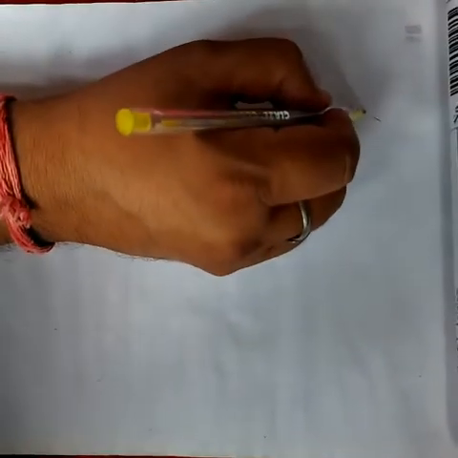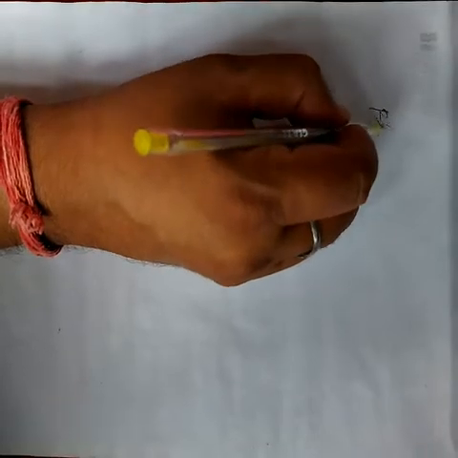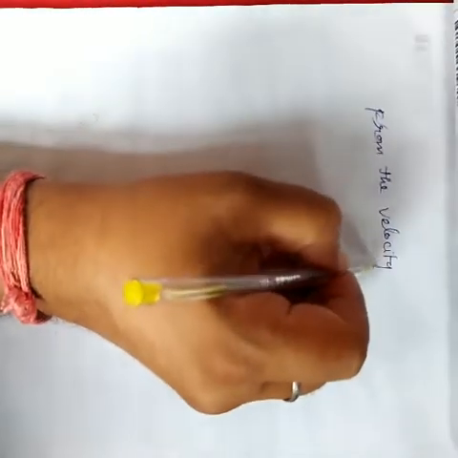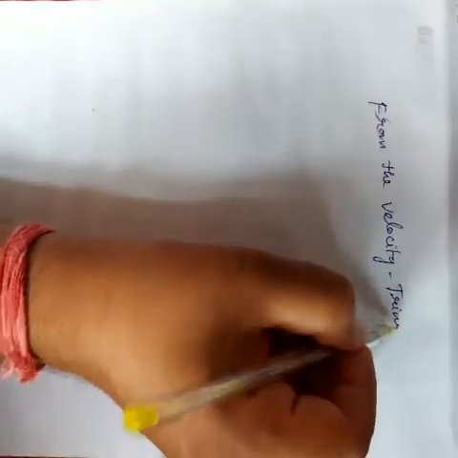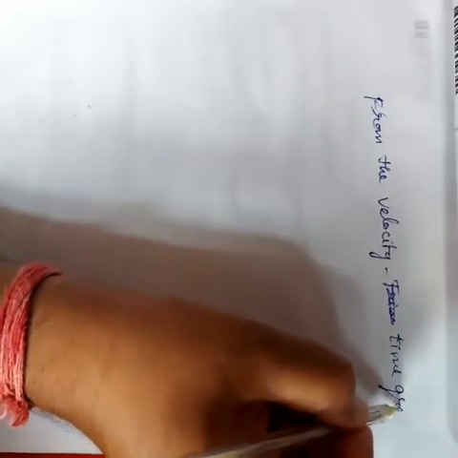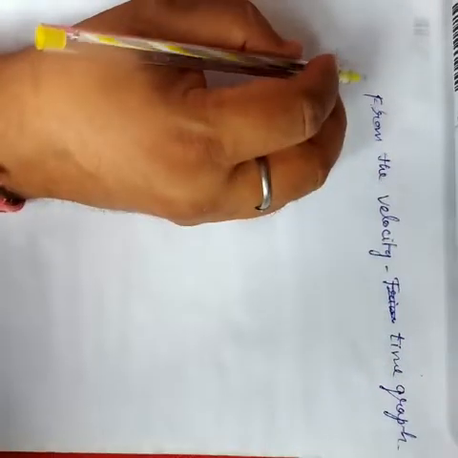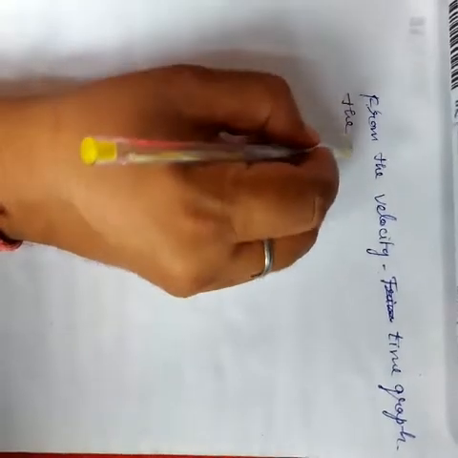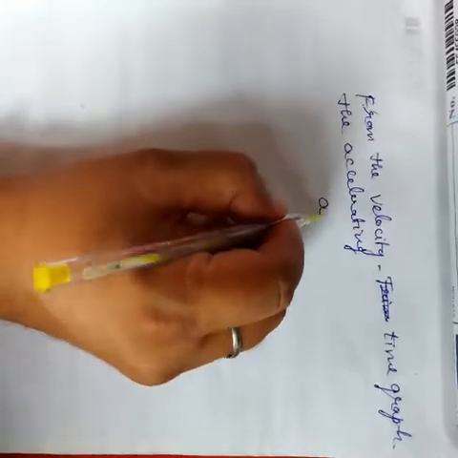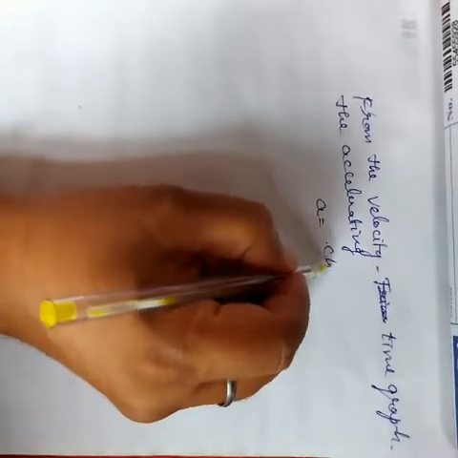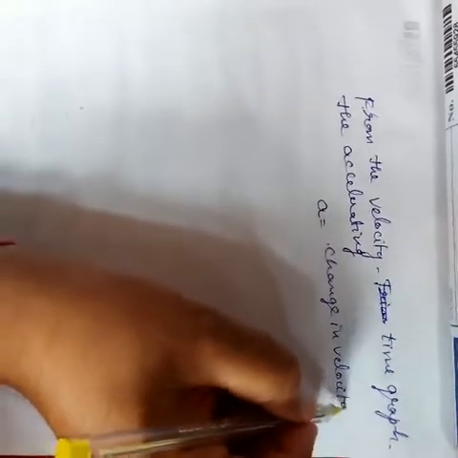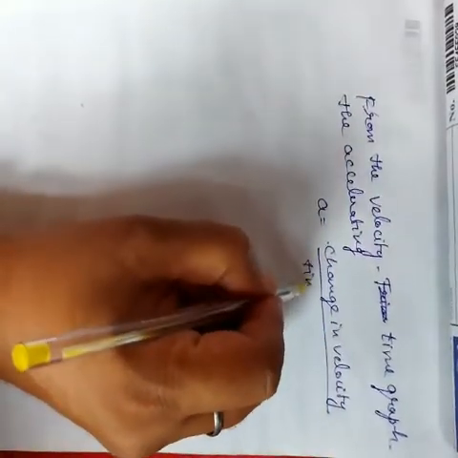Next we go to that point from the velocity time graph. From the graph, what does the acceleration show? That is change in velocity. You know the formula of acceleration: a is equal to change in velocity with respect to time taken.